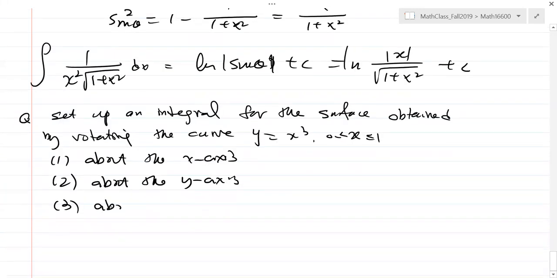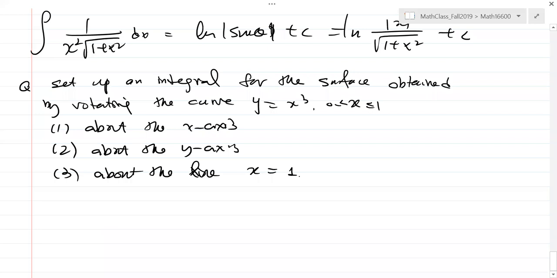by 1 about the x-axis, 2 about the y-axis, 3 about the horizontal line x equals 1. And I can also ask you to write down the one about the line y equals 1 or y equals 2, doesn't matter. For each of the integrals, you can use either the x variable or the y variable. So you can write down 8 integrals for these 4 questions. If you're able to do that, then you're super good on this section.